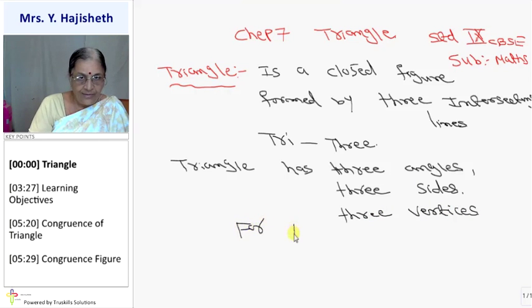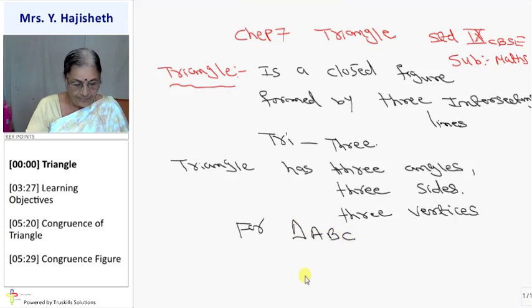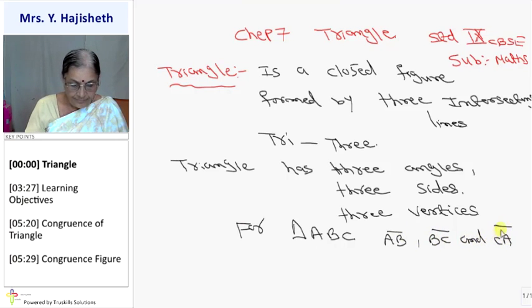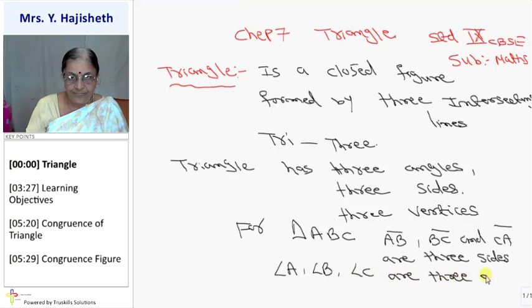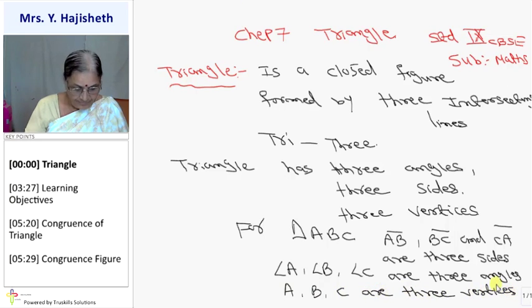For example, for triangle ABC, AB, BC and CA are 3 sides. Then angle A, angle B and angle C are 3 angles. And capital A, capital B and capital C are 3 vertices. Clear?